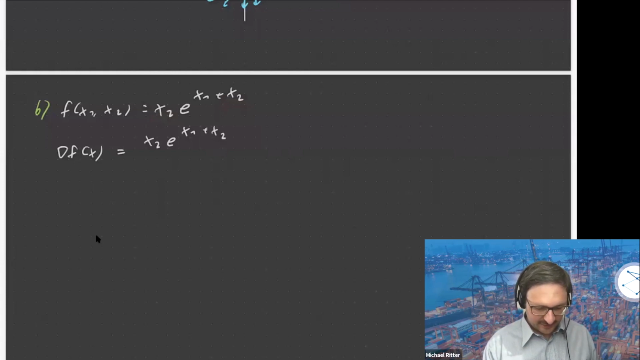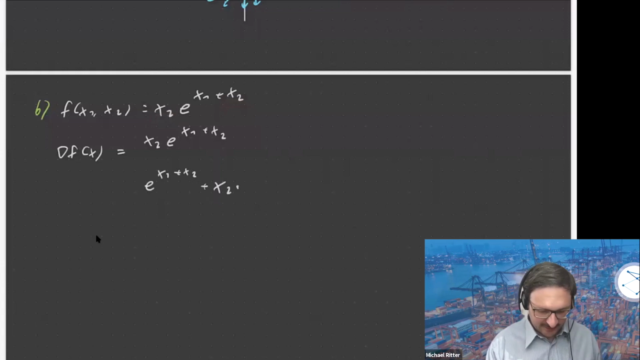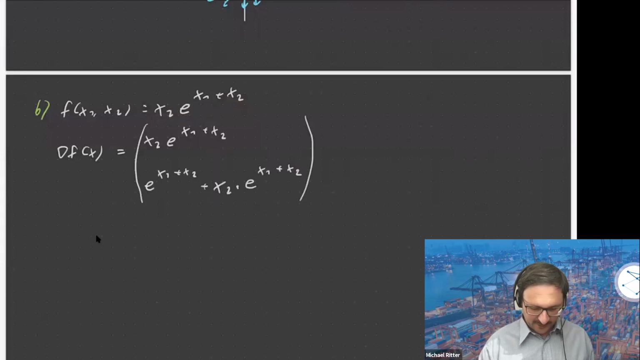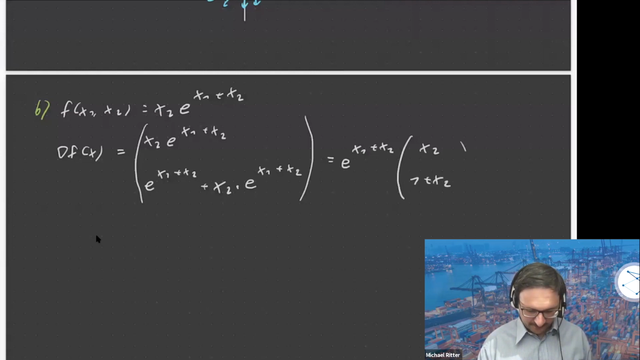So let's differentiate that first expression first. And then we're left with e to the x1 plus x2 plus x2 times, and if we differentiate that expression with respect to x2, that just reproduces, so we get that e to the x1 plus x2 again. Okay, so that's the gradient. And we can write that in a more convenient way by taking out this e to the x1 plus x2. And then we get x2 and 1 plus x2. Okay, so that looks extremely simple.